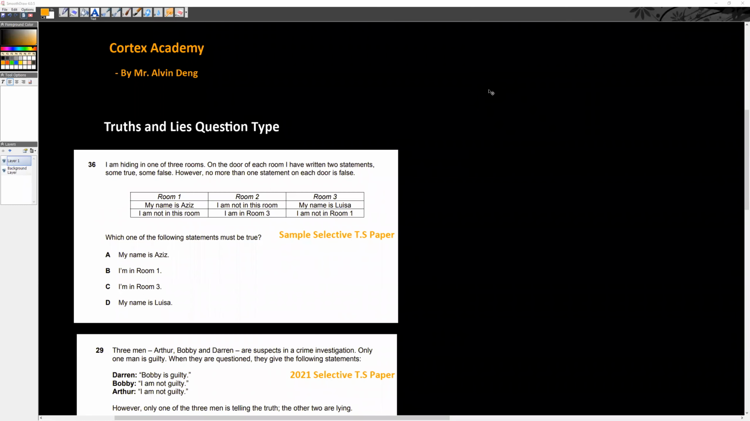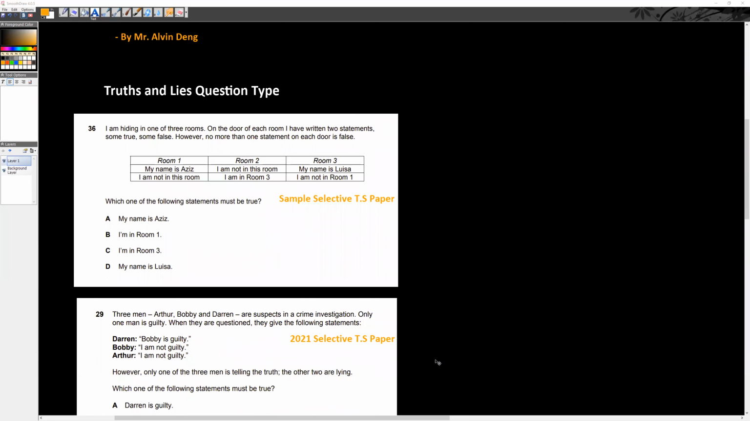Alvin Deng, and today I'm going to be going through a very common and popular type of question in thinking skills called the truths and lies question type. As the name suggests, in this type of question, you'll be provided with a number of statements. The trick is you don't know if those statements are telling the truth or lying. The conditions of the question vary amongst different types, but at the end of the day, the main trick is figuring out which one is lying, which one's telling the truth, and what conclusion you can draw from that.